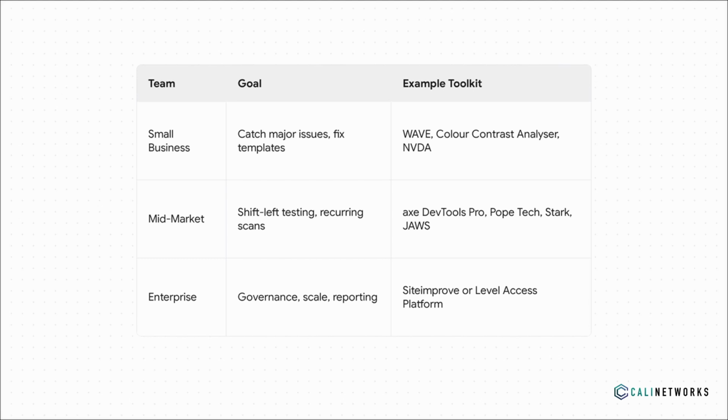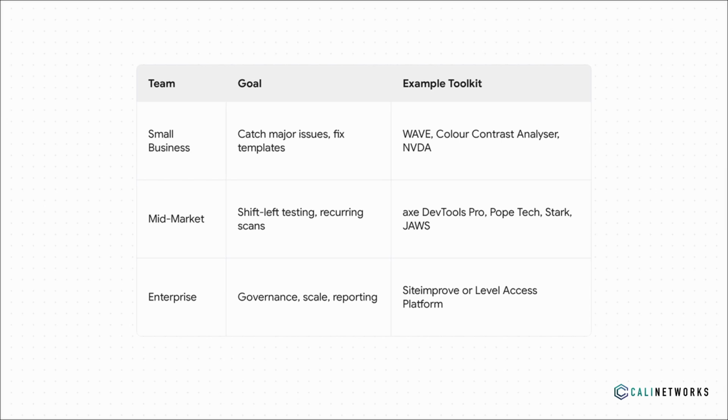Look, if you're a small business, your goal is simple. Catch the big, glaring issues efficiently. A simple toolkit with WAVE for quick scans and a free screen reader like NVDA for some manual testing is a fantastic start. Now, for you mid-market teams trying to shift left, combining Axe DevTools for your engineers, Stark for your designers, and a monitoring tool like Pope Tech creates a really powerful integrated system.